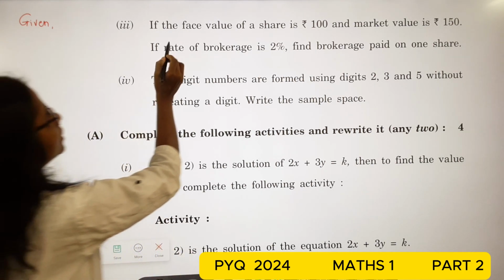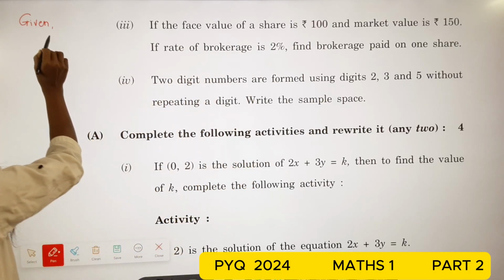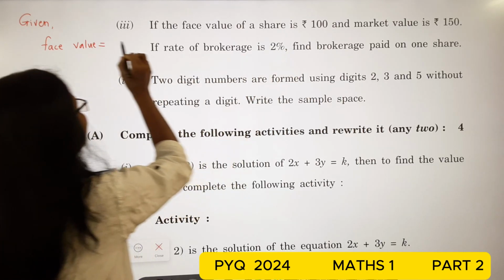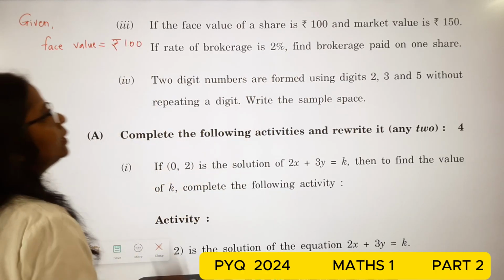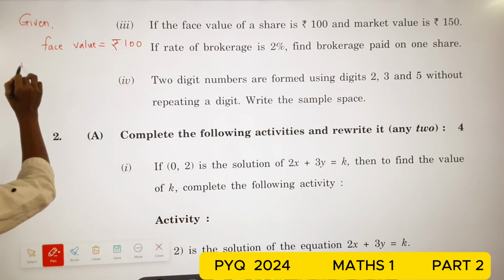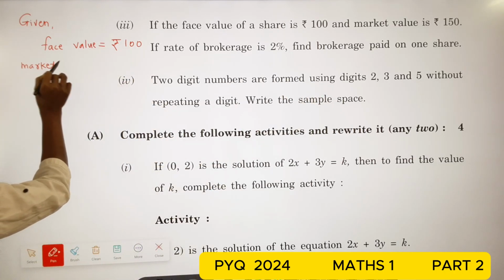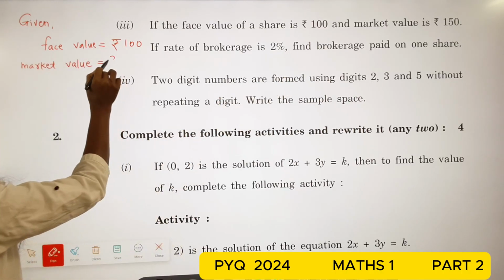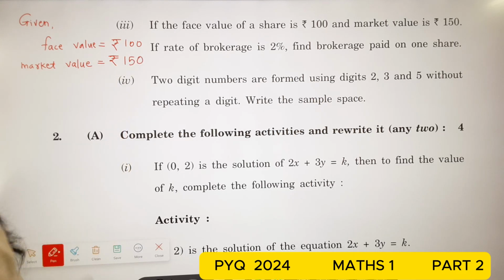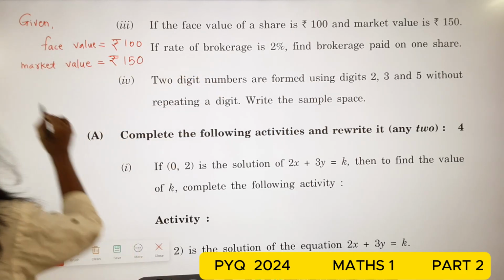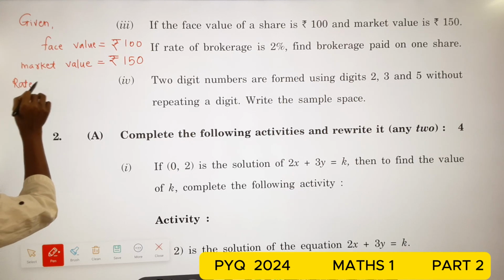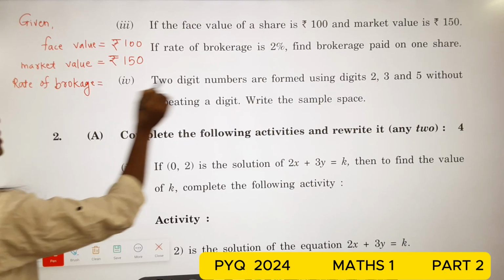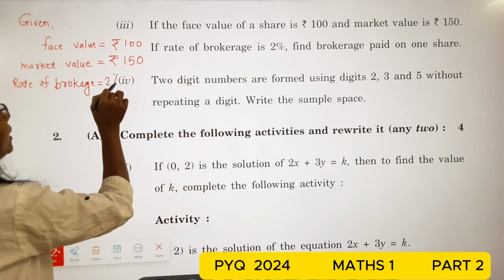So here that is the face value of a share. So here we write face value is equal to rupees 100. Then here market value is equal to rupees 150. Okay, and then here students, the rate of brokerage is equal to 2%. So I write here 2%.